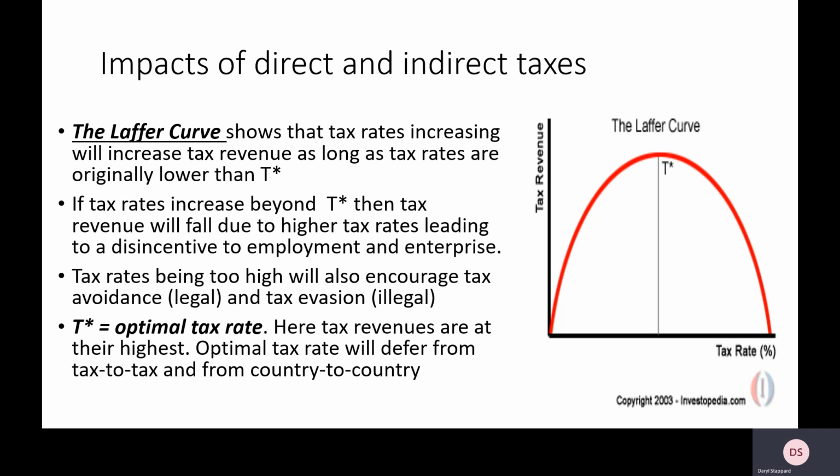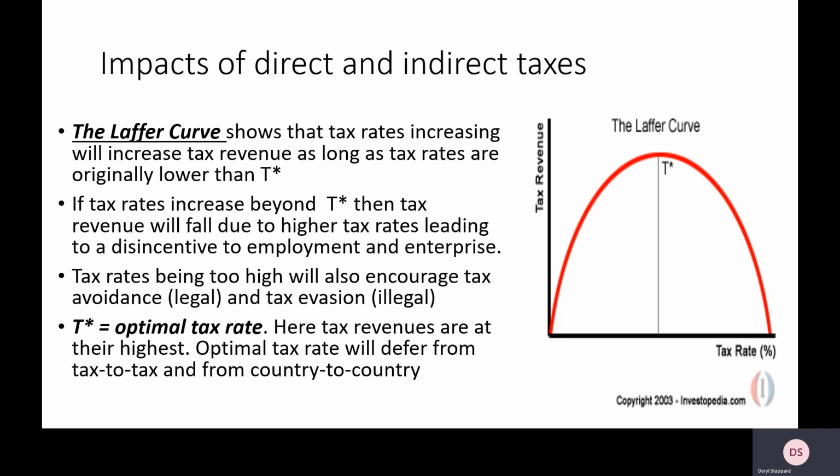So what you would argue is T star is the optimal tax rate. If you make tax rates too high, tax revenue will fall. But if tax rates are really low and you raise them, then tax revenue will originally grow. So the Laffer curve is a really, really important diagram to get your heads around.